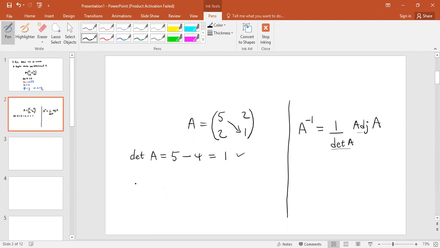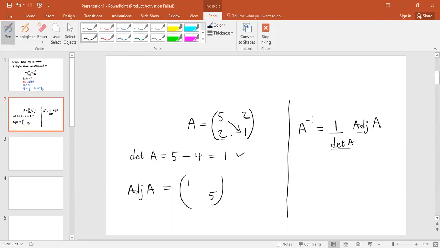Now let's find the adjoint matrix of A. So for the adjoint matrix of A, these two numbers in the major diagonal, they swap. So the 1 comes here, the 5 comes here, they swap.